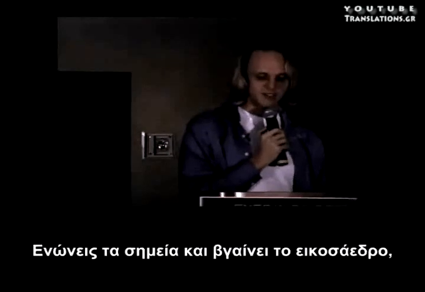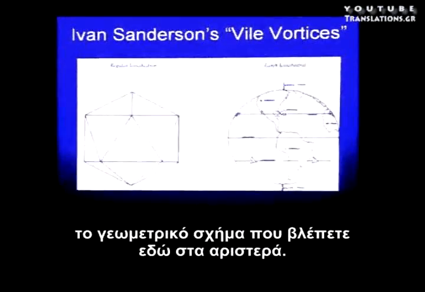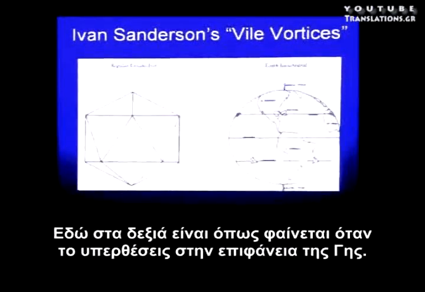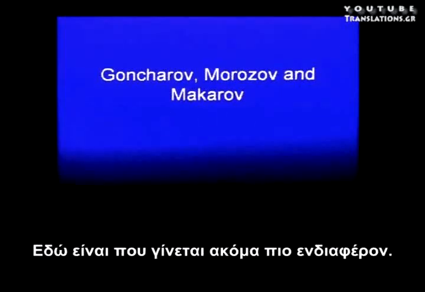You connect the dots together, you get your icosahedron, which, as you see here on the left, is a geometry. This is what it looks like superimposed over the Earth's surface on the right. Now, this is where it gets even more interesting.